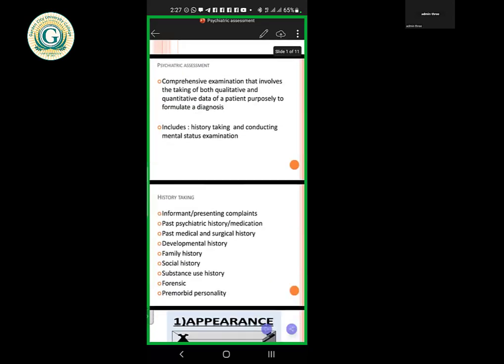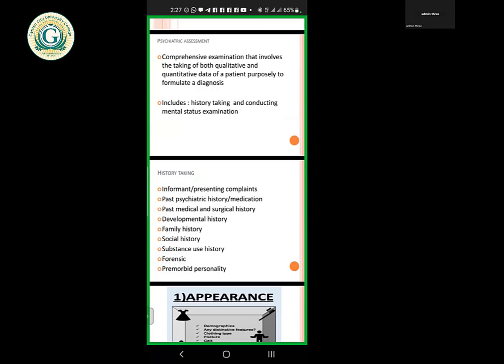Okay, so I'm saying that we are going to look at psychiatric assessment, and we're going to look at the different ways of conducting the assessment. In the first place, before we can conduct a psychiatric assessment of any patient, we need to have a setting. The setting makes it possible for the patient, or the informant giving you the information, to open up and be comfortable enough to give you much of the information that you want.